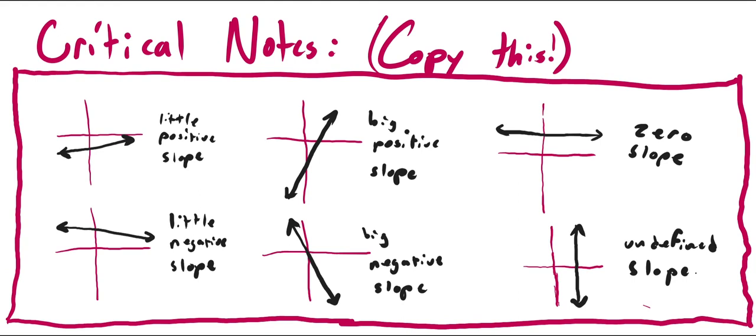So at this point, I want you to copy this holistic understanding of slope into your critical notes. Draw all 6 of these pictures and label them accordingly. Which one has a little positive slope? Which one has a little negative slope? Big positive, big negative, and 0 slope and undefined slope. You should copy all these down at this time.